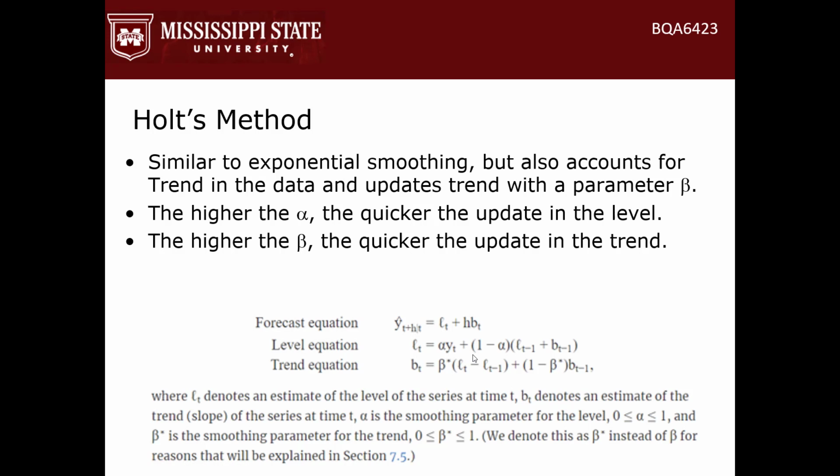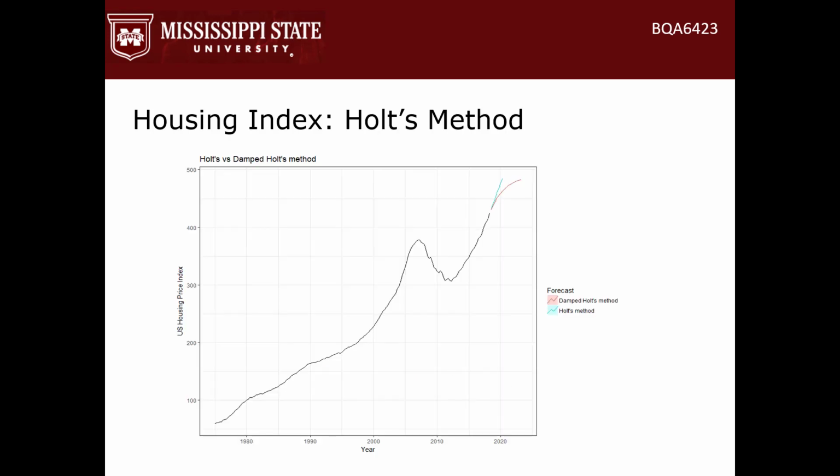And again, we fit these alphas and betas in Excel by forecasting each period, estimating the error, and getting the alphas and betas that give us the lowest error. And so here's our prediction of the housing for Holt's method. It actually looks a little bit like the value. So we see here we've got this trend, and Holt's method continues the trend.